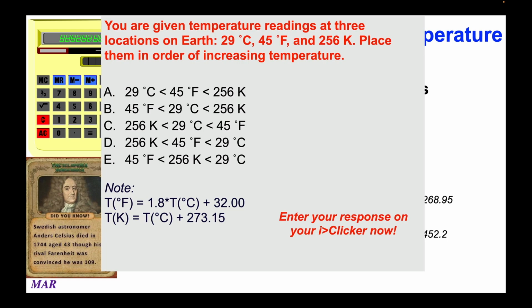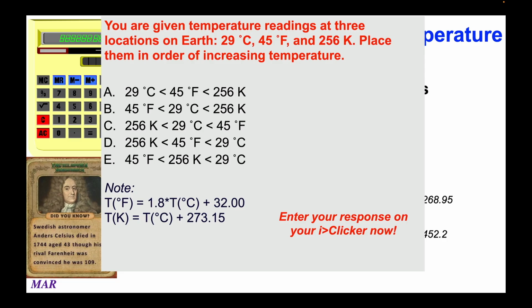Here are three temperatures on the Earth: 29 Celsius, 45 Fahrenheit, 256 Kelvin, and put them in order of increasing temperature. So from the coldest to the hottest. All right. So what you'd have to do here is convert all of them to a common temperature scale. And what I would probably do is convert them all to Celsius.